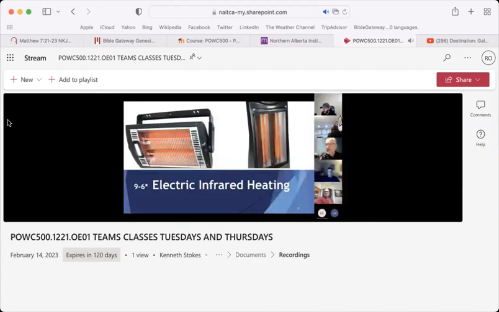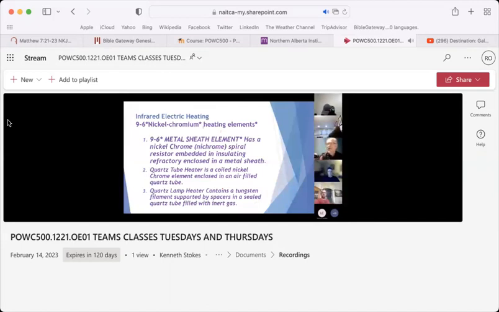And more and more we see these electric infrared heating, so they're directly powered by electricity, and they create that radiant heat, keeping our occupants comfortable in a very specific area for spot heating. And these electric heaters have nickel chromium heating elements, and page number 9-6 looks at other types of electric heating elements.